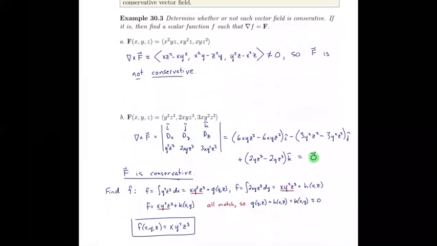Since F is conservative, we can now look for a scalar function f such that the gradient of this function f is equal to the vector field. So in other words, an f that satisfies this property right here is what we're trying to find. In order to do that, we're going to integrate each of the components of F.